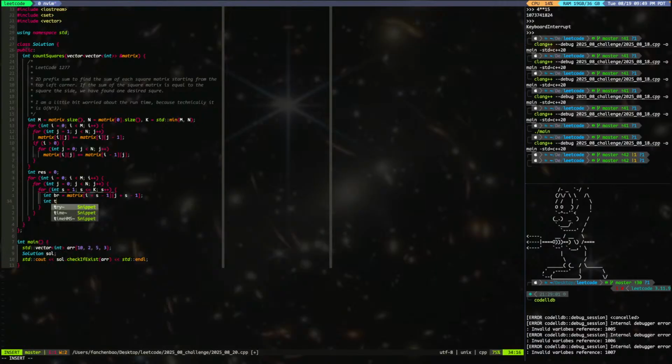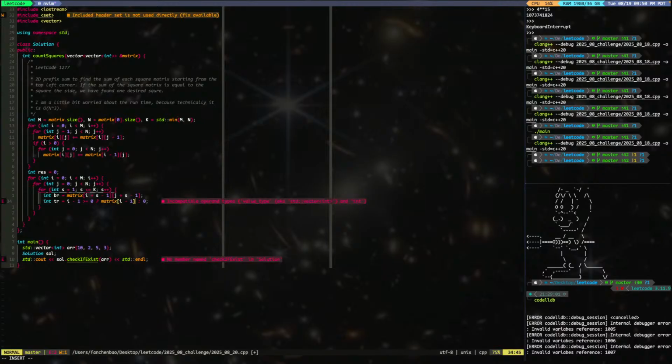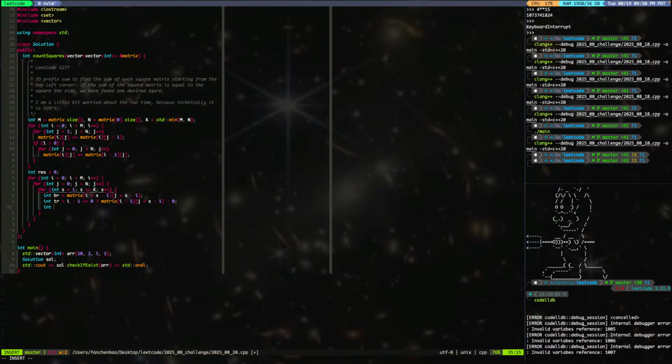And we can say top right shall equal to matrix[i - 1][j + s - 1], if i minus 1 is larger or equal to 0, then we do something, otherwise it's going to be 0. So we have matrix i minus 1, and now we go to the right, it's going to be j plus s minus 1.